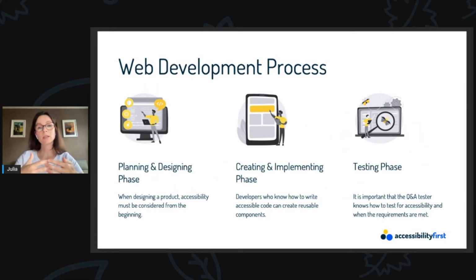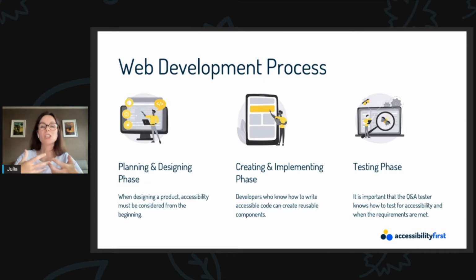When designing a product, accessibility must be considered from the very beginning. So when doing research, make sure that people with disabilities will also use a product. When it comes to setting requirements, define not only marketing and sales goals, but also accessibility goals, such as accessibility standards and best practices.